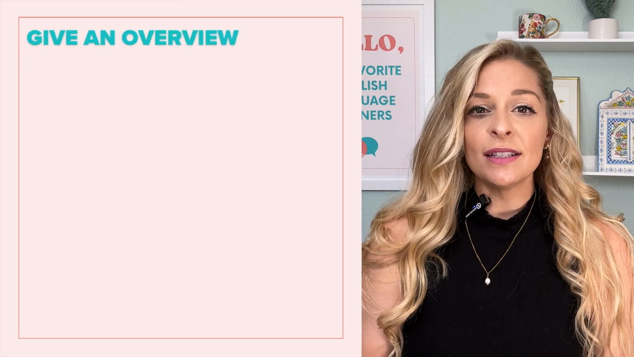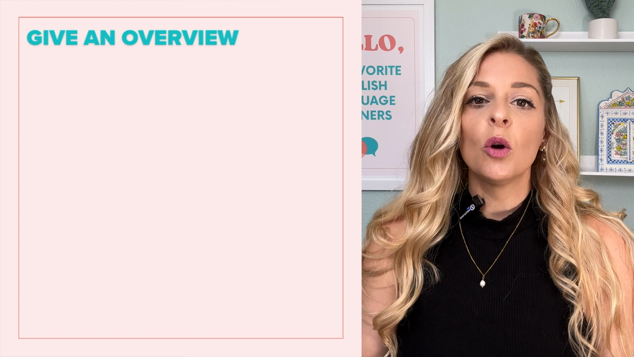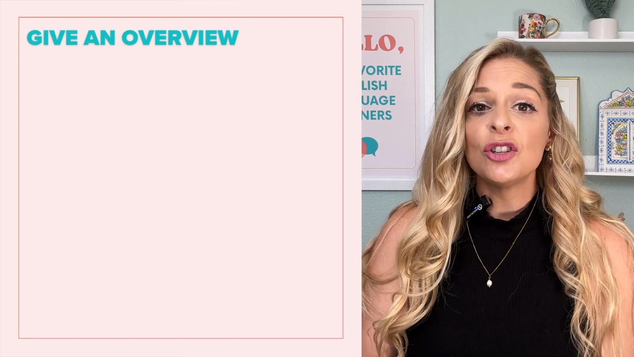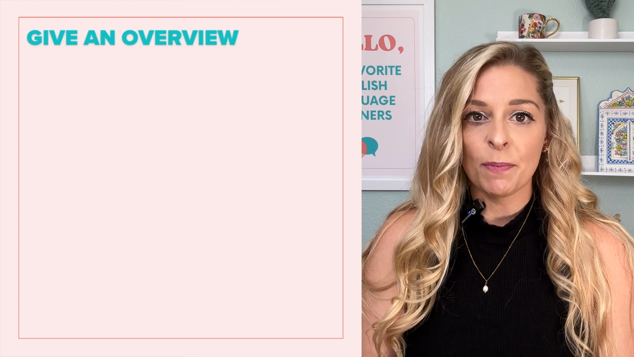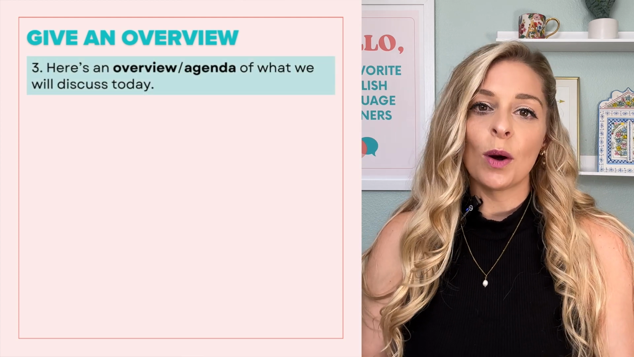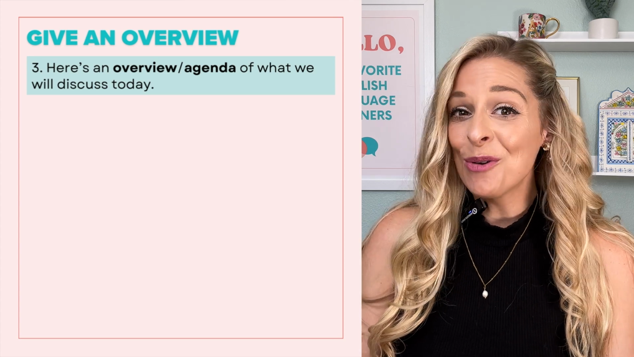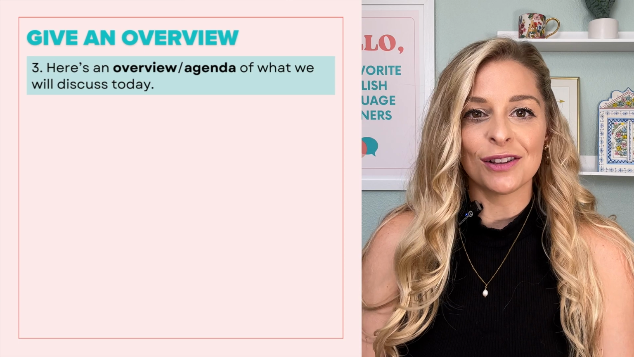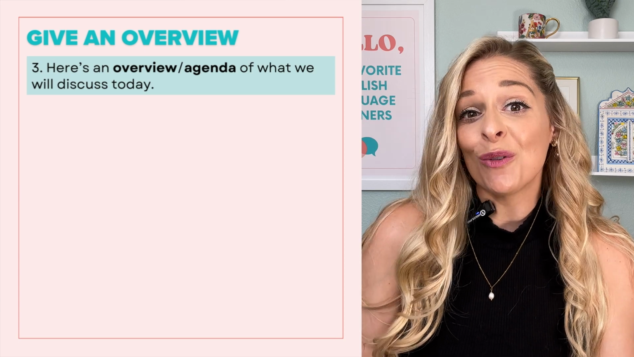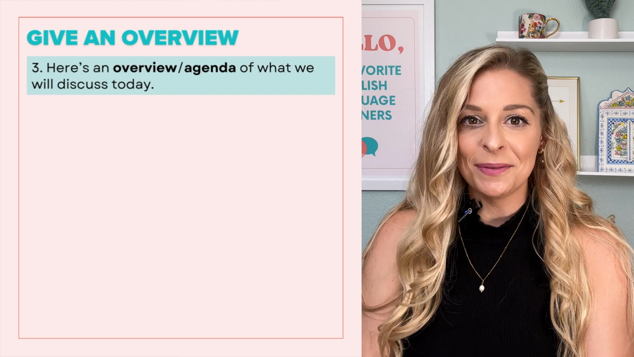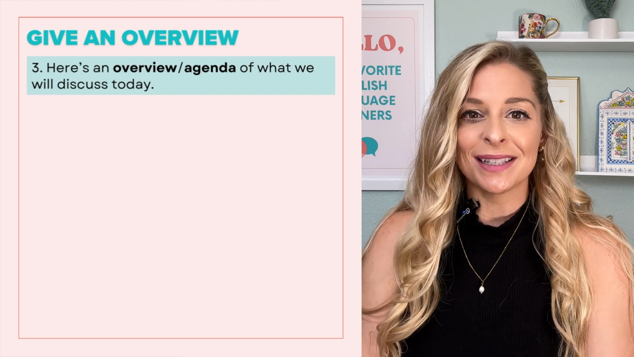Now, before you get into the content of your presentation, we oftentimes provide an overview or an agenda to your audience so they know what to expect. And you can present this by using this phrase. Here's an overview of what we will discuss today. Now, I know that word overview has two V's, which can be so hard for English language learners. So if you want to avoid that word, you can also use the synonym agenda. Here's an agenda of what we will discuss today.